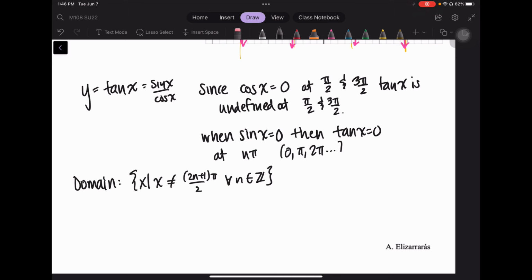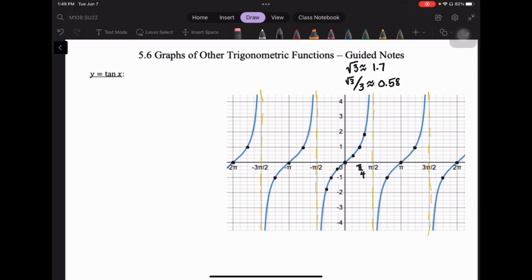What is the range? Well, we know that the graph goes through y equals 0. And then common values of tangent are root 3 over 3, 1, and root 3. But let's look at the graph of tangent. Let's plot a few of those points and consider the graph. Here's the graph of the tangent function with our asymptotes at pi over 2, 3 pi over 2, all of those odd multiples of pi over 2.